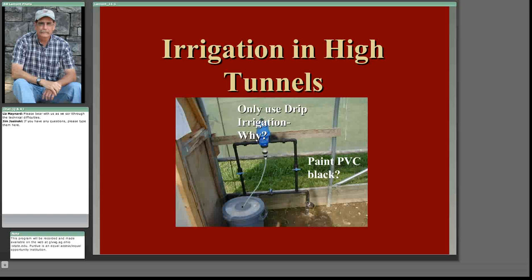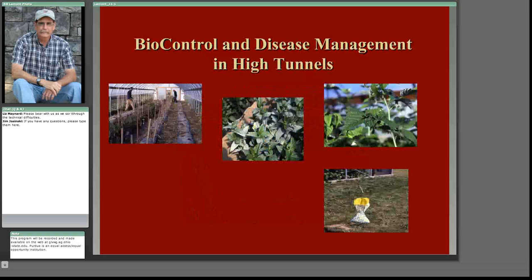Irrigation in high tunnels, yeah, drip irrigation. Why? You don't want water on the crop. You don't want to get diseases. Paint the PVC black to keep algae from growing in it.